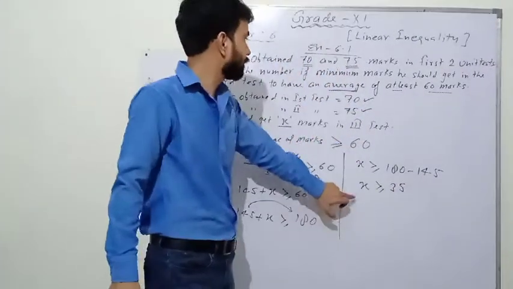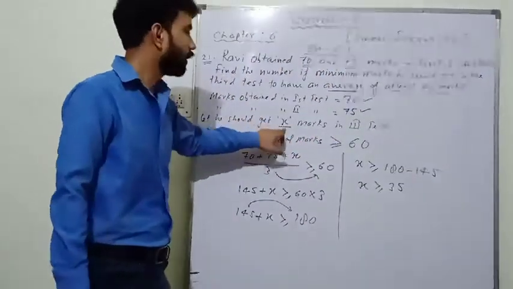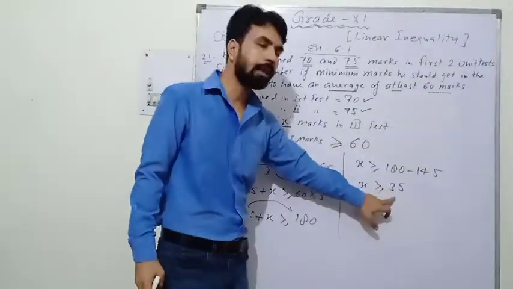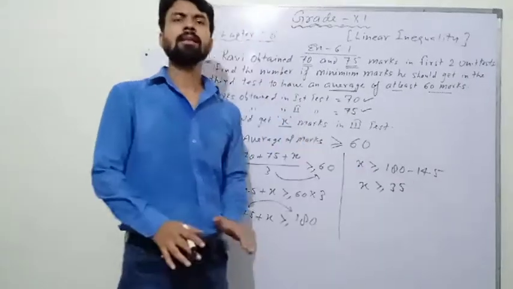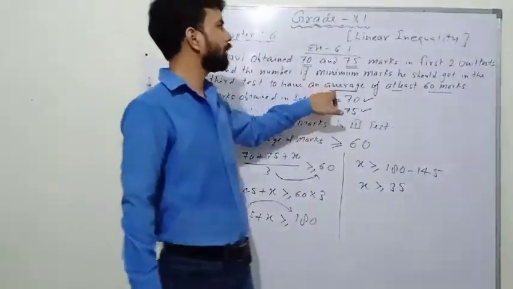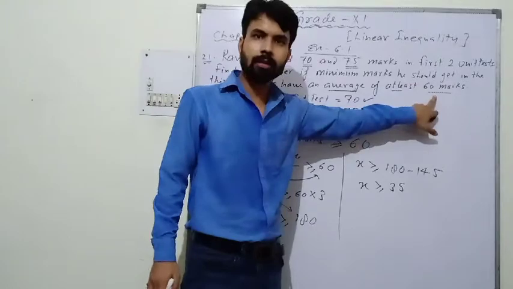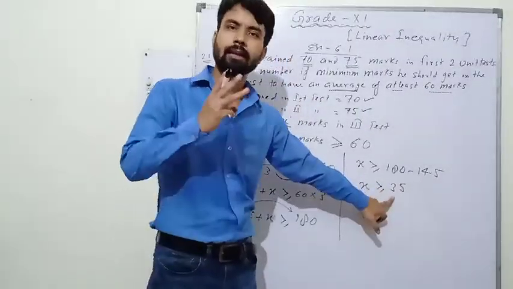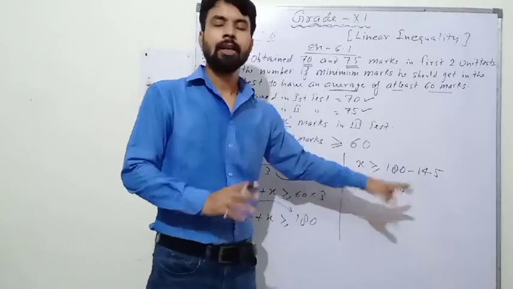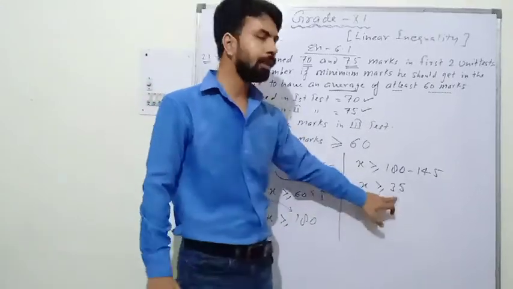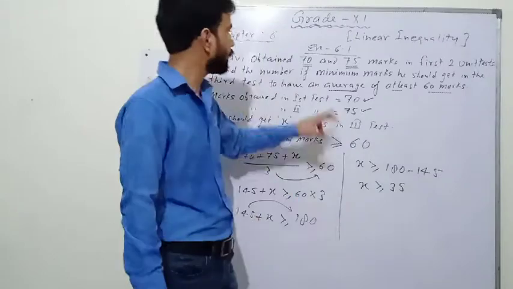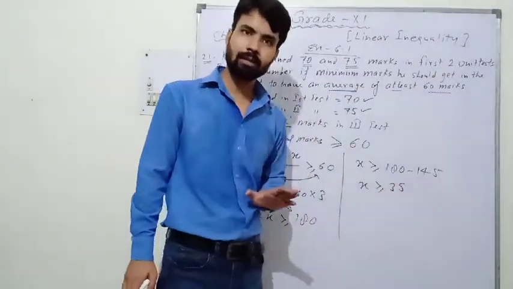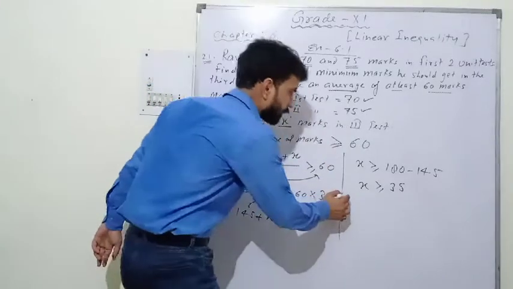What is X? X is the marks he got in the third test, and this should be greater than or equals to 35. Means if he wants to get the average of marks at least 60 marks, then he should get minimum 35 marks in the third test. Understood? He should get at least 35 marks in third test to get an average of at least 60 marks. Understood? So at last we will have to write the statement.